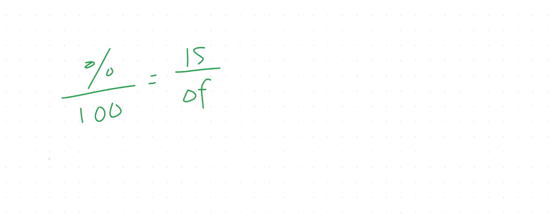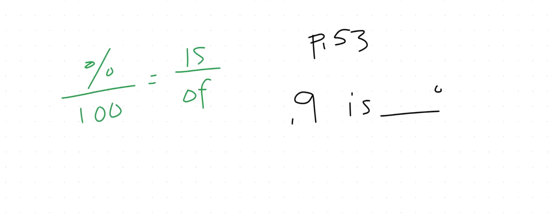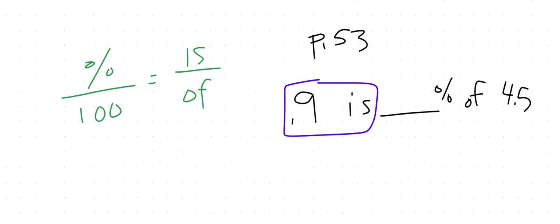Today I'm using a Spectrum 6 book and I'm on page 53. So we're going to do a decimal on the right side. 0.9 is what percent of 4.5? So let's plug these numbers in. 0.9 is, and of 4.5. The percent, I don't know. That's what I'm trying to figure out, right?